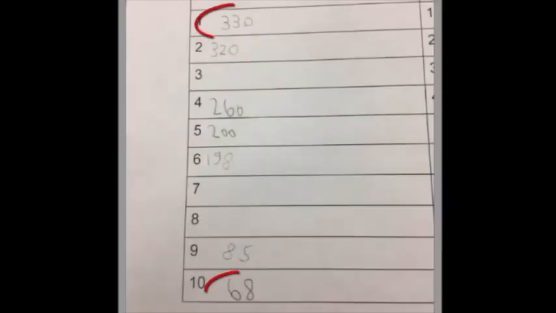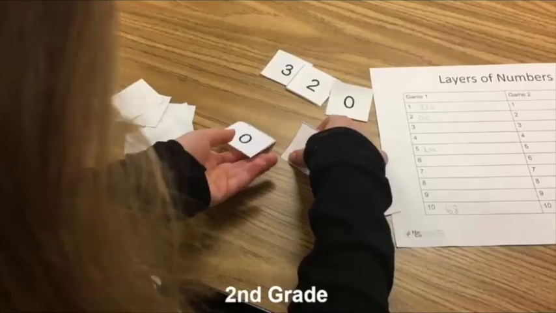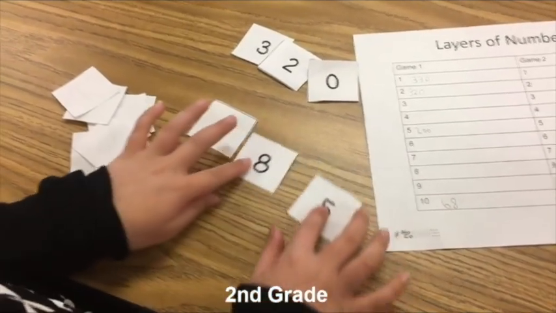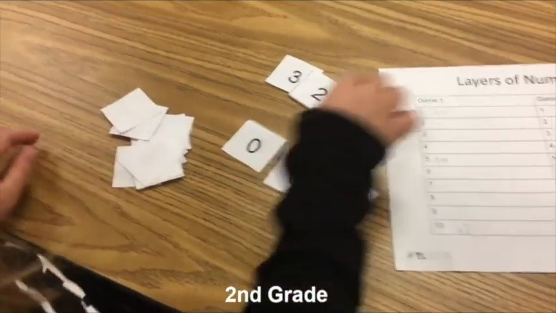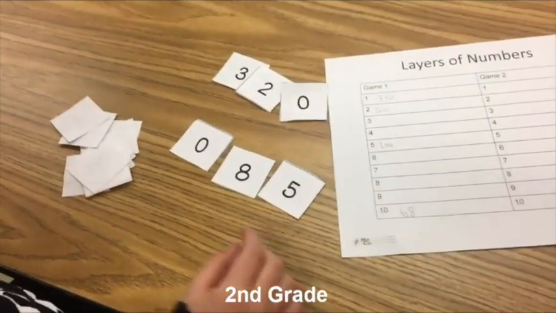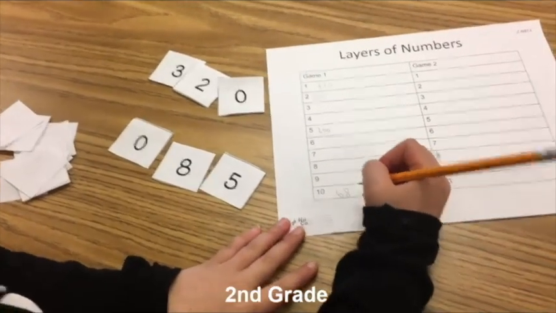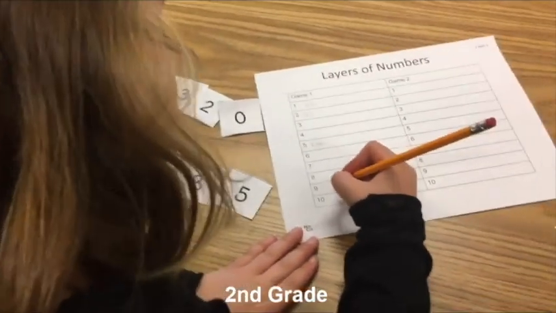The Layers of Numbers activity adds additional challenge as students strive to create numbers that fall within a certain range. The initial numbers in this next clip were 330 and 68, so all of the subsequent numbers had to be placed within that range. Will that number go anywhere in between? Where could you put 85? I could put it right above 68. Okay, because it's close to 68.